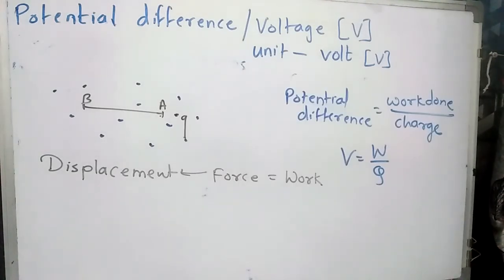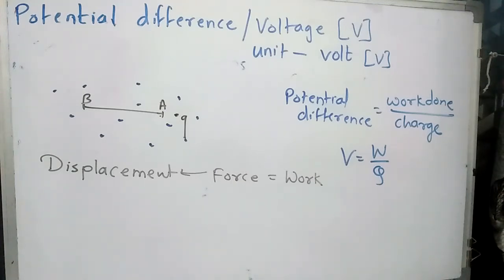Now if we want to study the potential difference, see here many dots are drawn. These dots are nothing but the charges. Among these, Q is one of the charges. This black dot Q is one of the charges. That charge is called the unit positive charge.